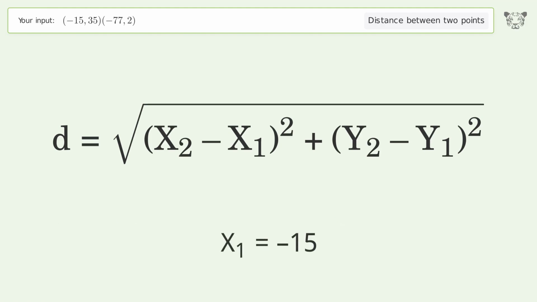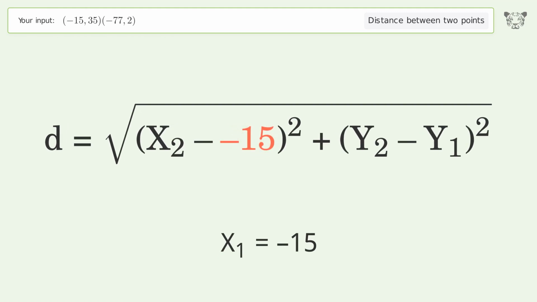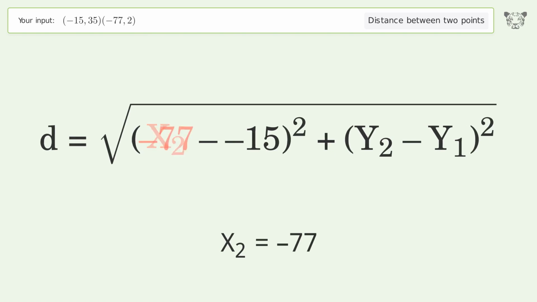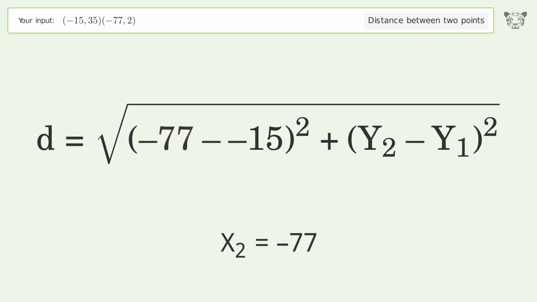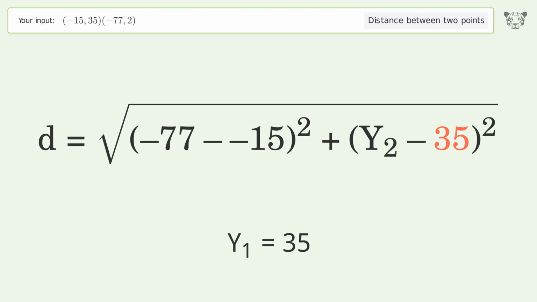x1 equals -15. x2 equals -77. y1 equals 35. y2 equals 2.